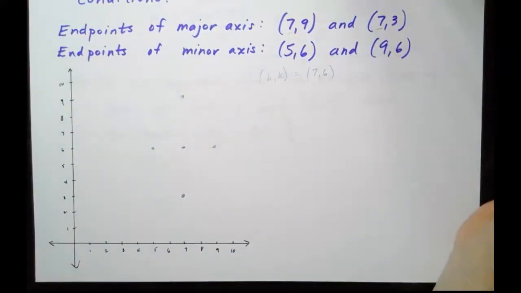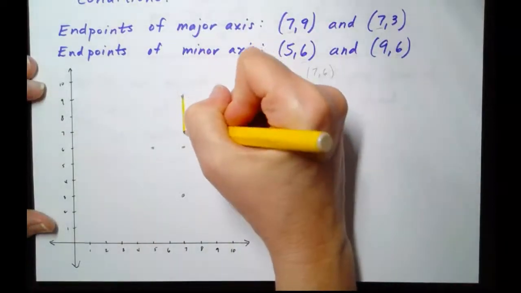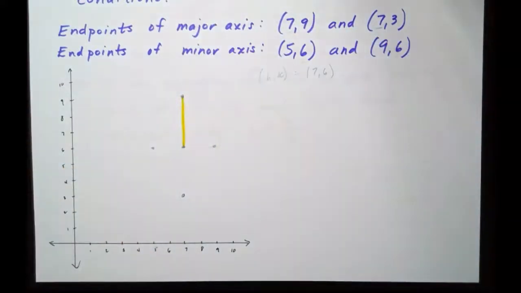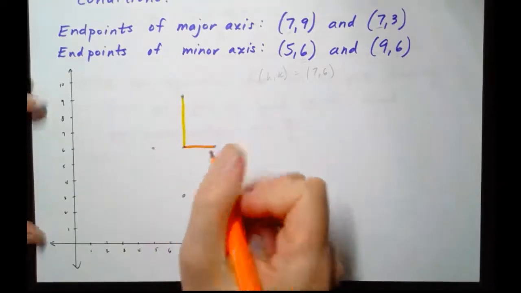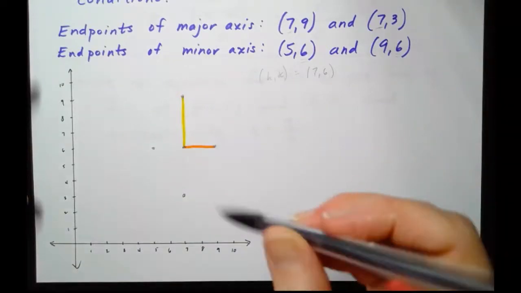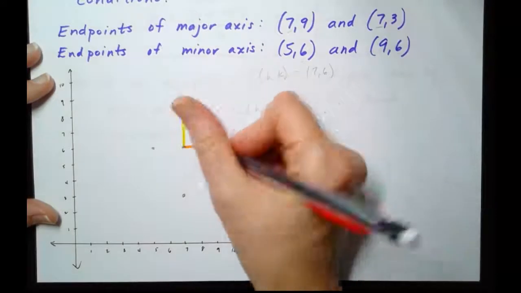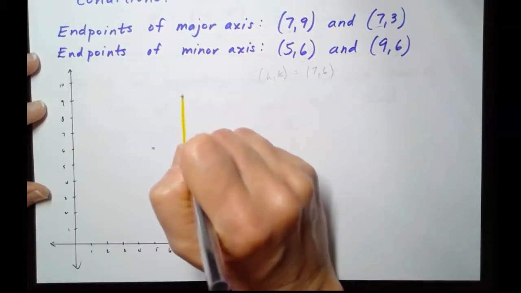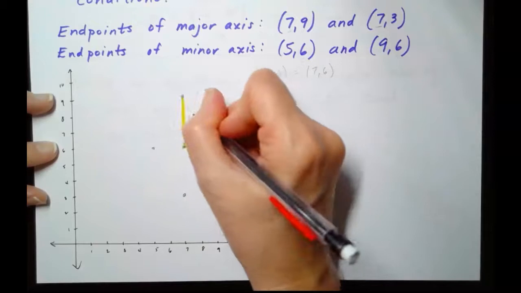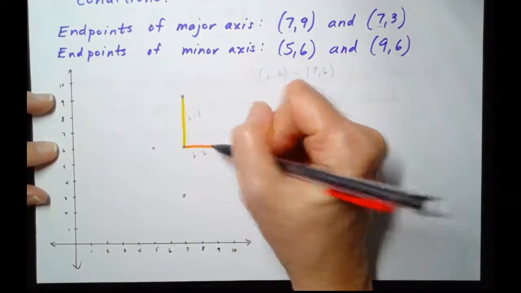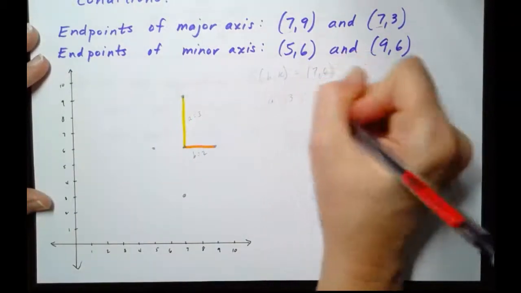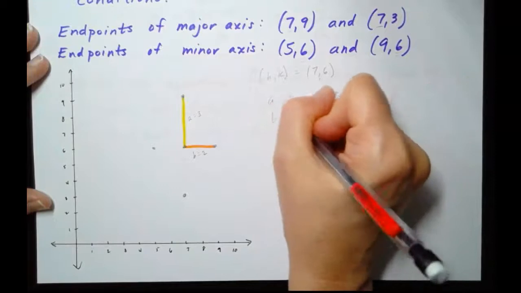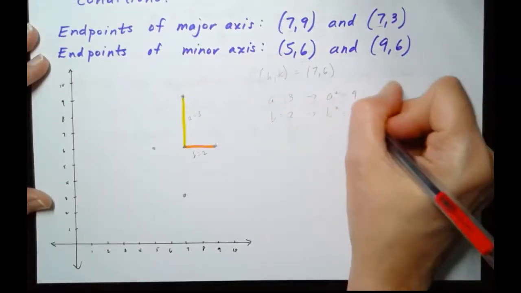So let's start thinking about what our a value is. Remember, our a value is the length of the semi-major axis. And in this case, this is another vertical major axis. Our b value is the length of our semi-minor axis. So we have 1, 2, we have a b value of 2, and then an a value that goes from 6 to 9, so an a value of 3. 1, 2, 3, 1, 2. There we go. So a equals 3, therefore a squared equals 9. b equals 2, therefore b squared equals 4.